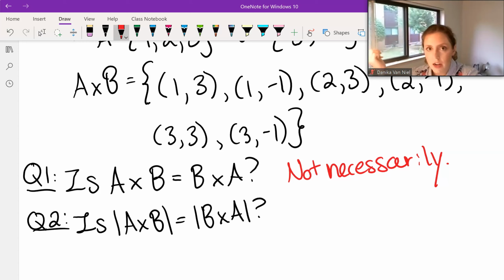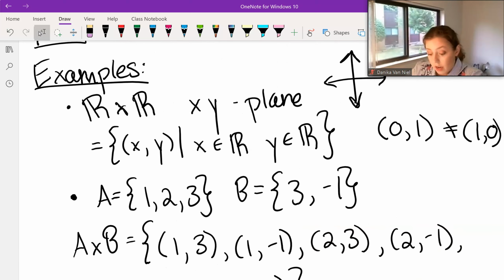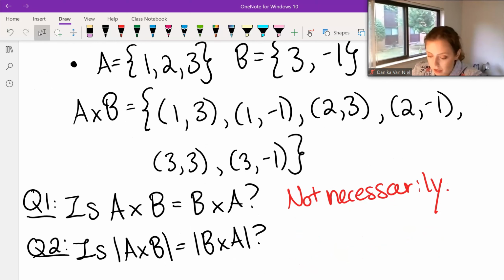So how about their cardinalities? Let's actually talk about what their cardinalities are. The cardinality of R cross R is going to be infinity. And then the cardinality of A cross B is 6. So if I think about B cross A, really all I'm doing is flip-flopping these numbers. I'm taking their order and switching it for each of the elements. So that means that we have the same number of elements. The elements might not be the same, but we have the same number of them. So this answer is yes.